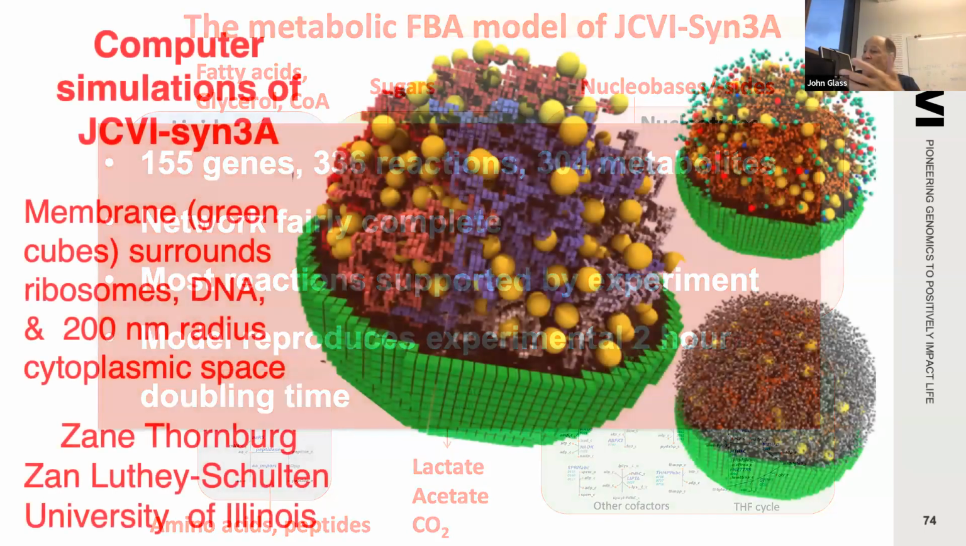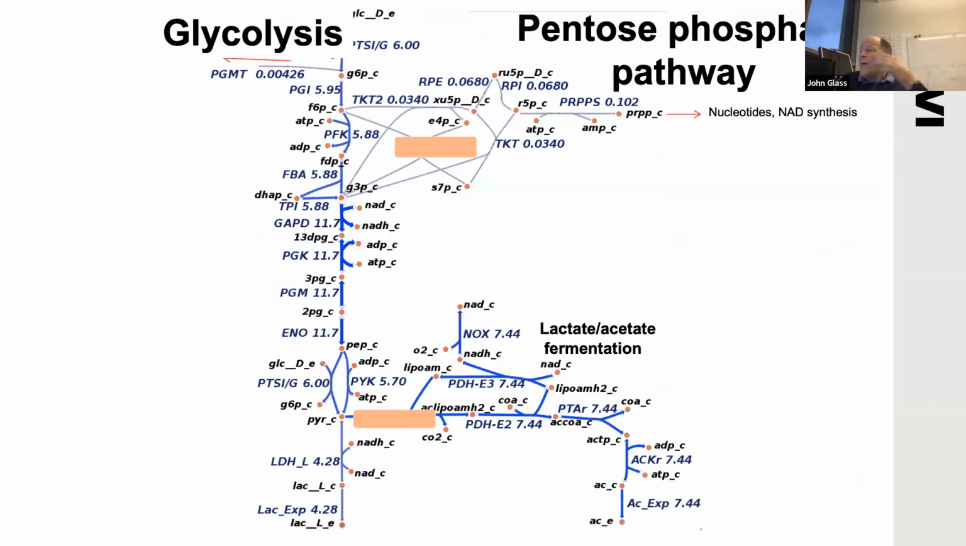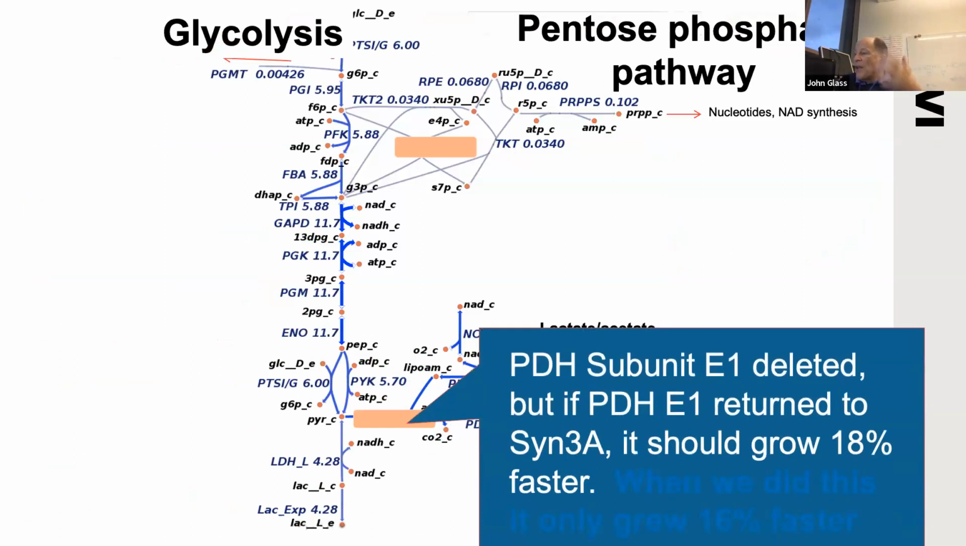The modelers have also gone so far as to show where they see the ribosomes are, where they see proteins are, and to make this active computational model that tries to take into account eventually every atom in the cell. But looking at this aspect of metabolism, the model is very helpful to suggest experiments. For instance, our cell lacks the E1 subunit of pyruvate dehydrogenase, but the model, because the gene is not essential, predicted that if we added it back, the cell should grow 18% faster.